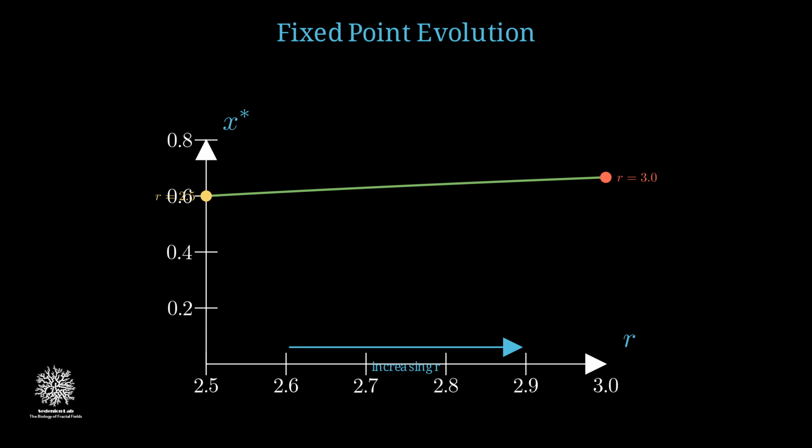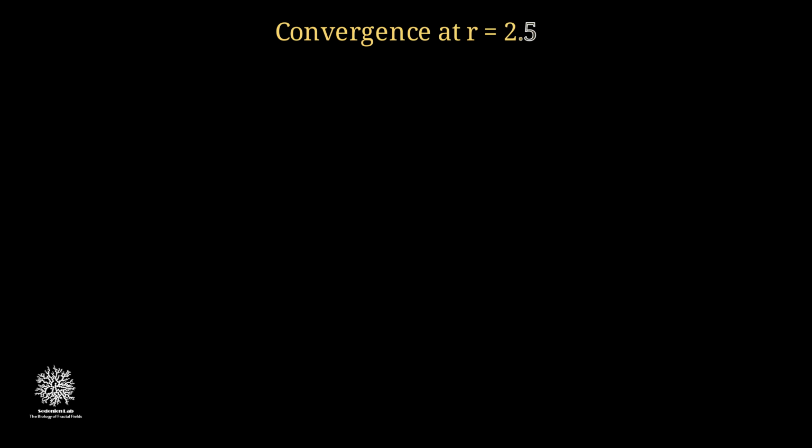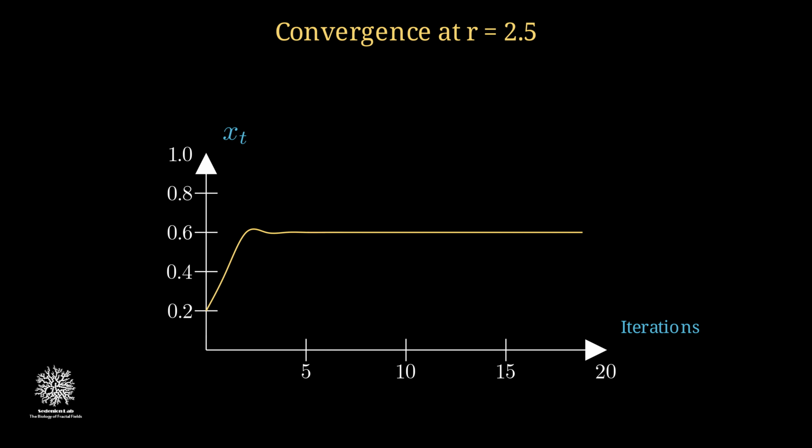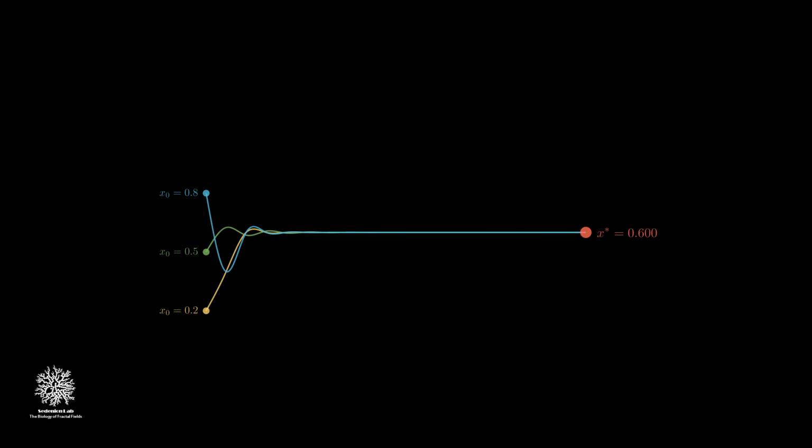Mathematically, we say the system has a single stable fixed point. There's no oscillation, no variation, just pure, predictable stability. This is the domain of classical physics, where cause and effect follow simple, deterministic rules.